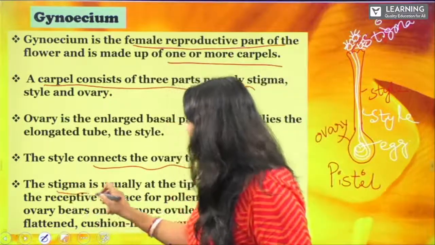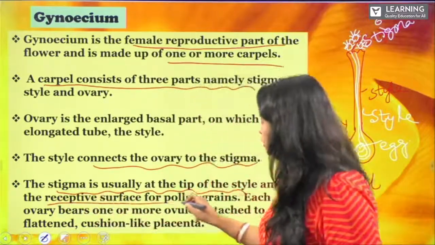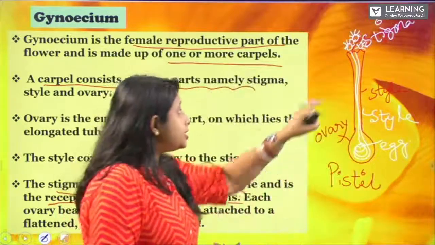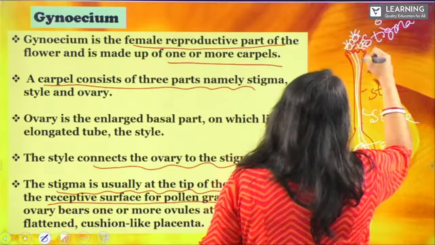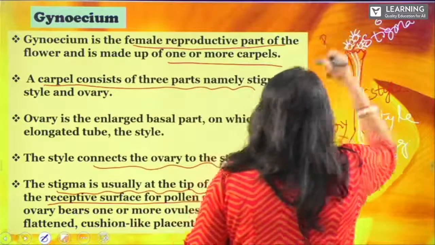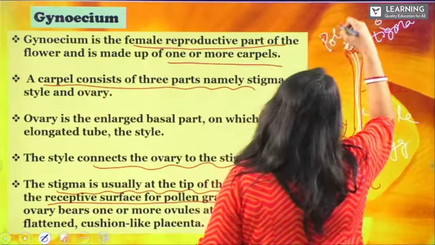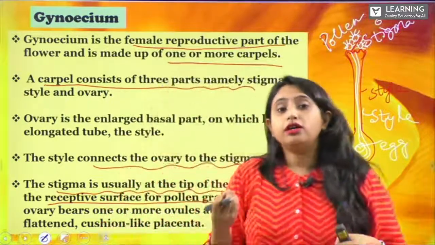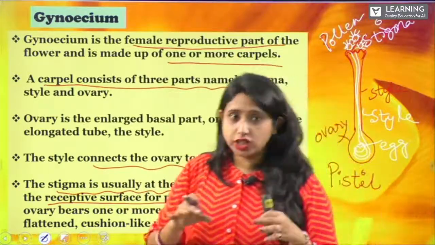The stigma is usually at the tip of the style and is the receptive surface for the pollen grains. As you have seen, this is the stigma, at the top portion. What does it receive? It receives the pollen grains. Why is it receiving them? Because the plant needs to undergo the fertilization process.